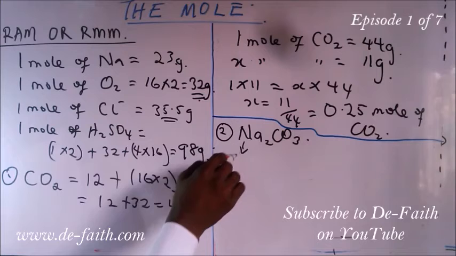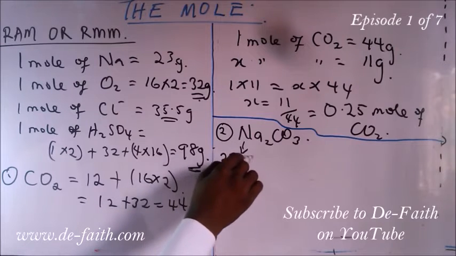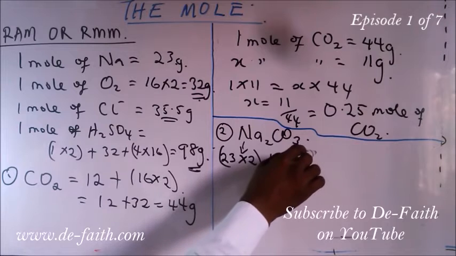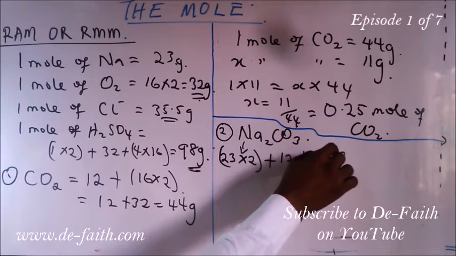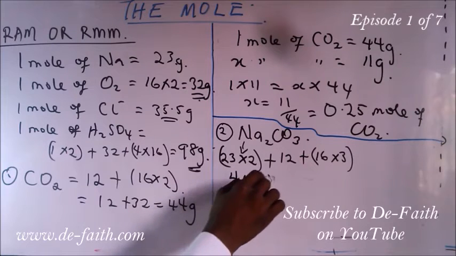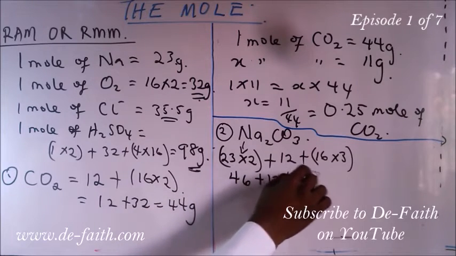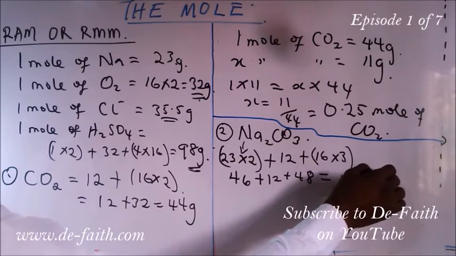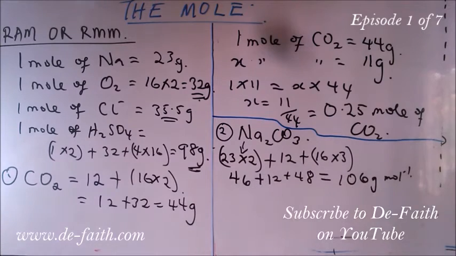So here we have sodium as 23 multiplied by 2, plus our carbon is 12, then oxygen is 16 multiplied by 3. This is 46 plus 12 plus 48, and that gives a total of 106 grams per mole. So here is the relative molecular mass of Na2CO3.